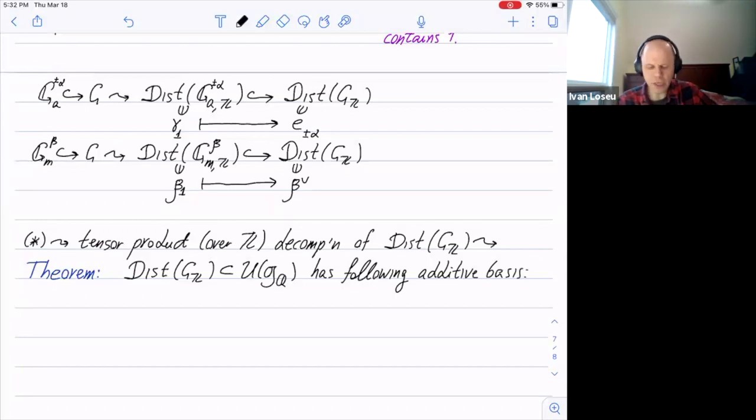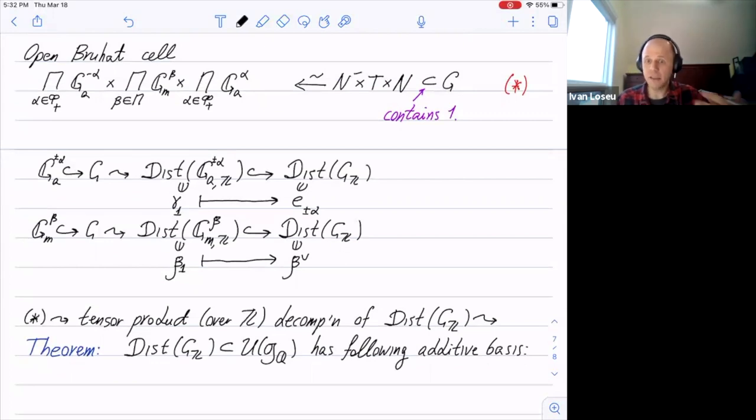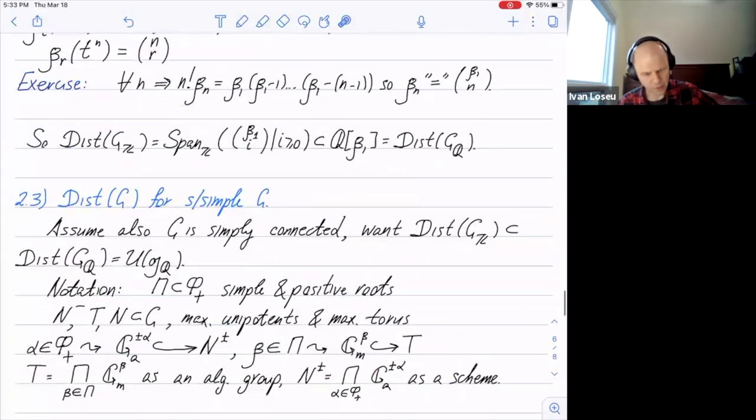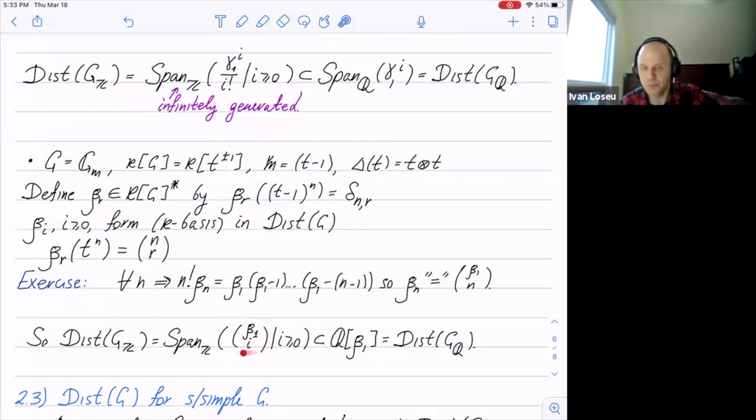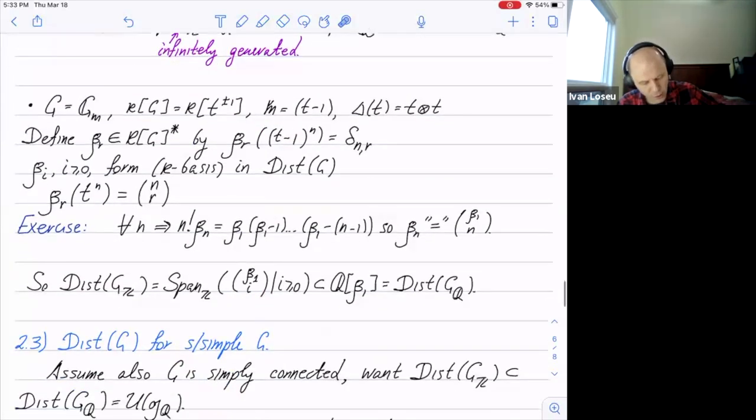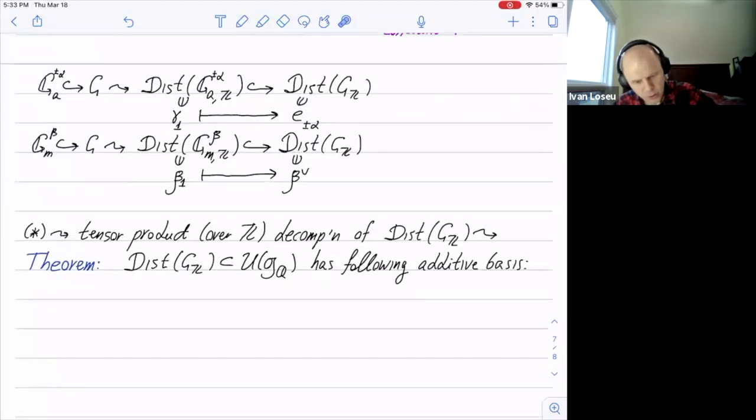So how is this basis obtained? I take my basis for the additive subgroups and for the multiplicative subgroups, and I just multiply them together in some order, which reflects the order of factors here. Now, what was the basis for additive subgroups? It's here, and it looks like this. It's what's called divided powers. And for the multiplicative subgroups, it was like this. Okay. So I can just write the basis in the semi-simple case as follows. So I will have this product in some order.